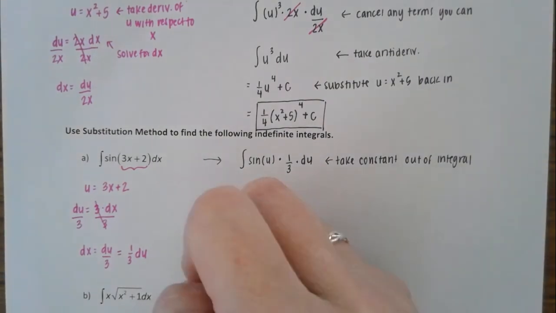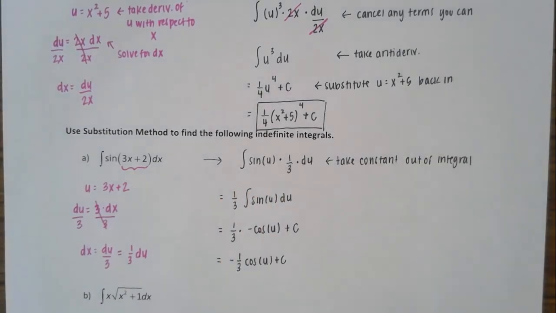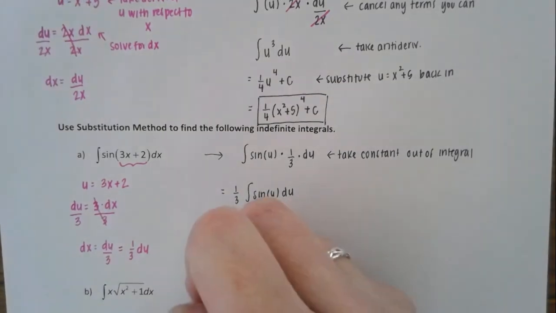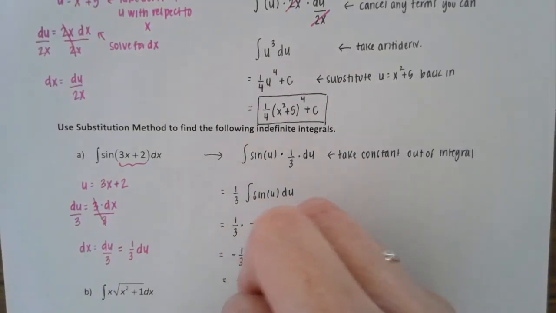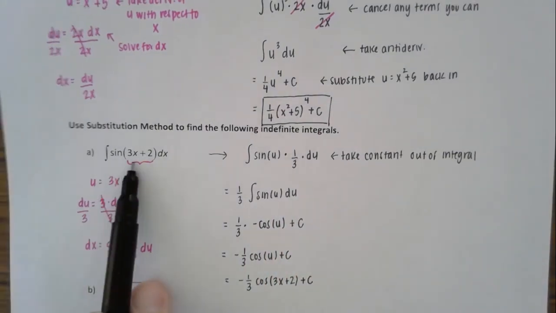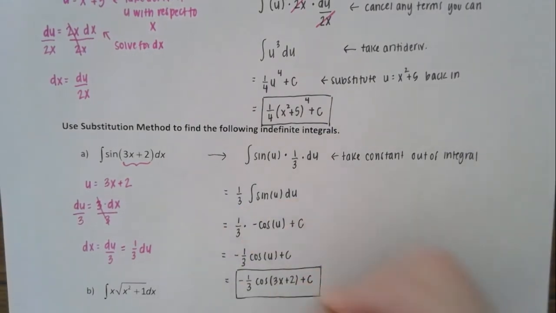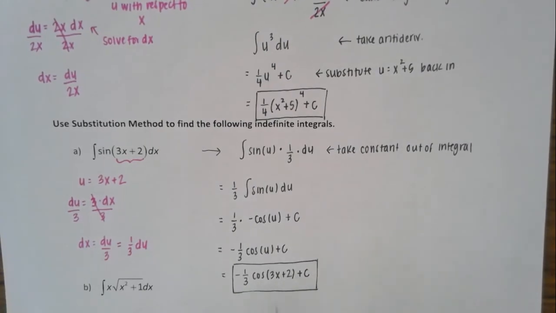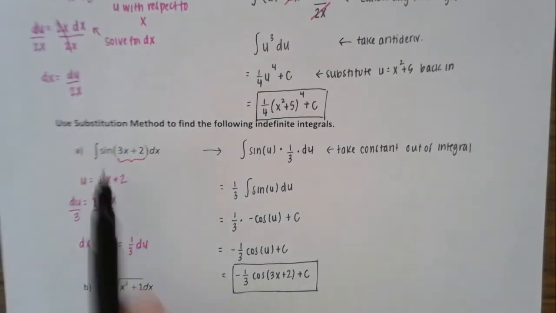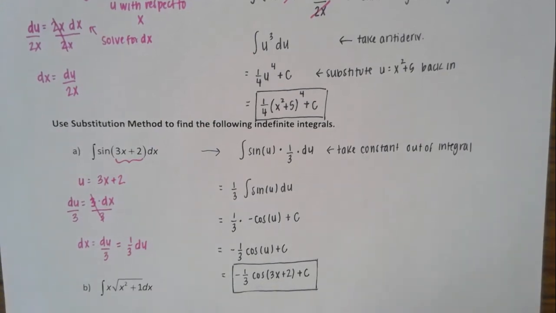I'm going to clean this up a little bit. So that's actually going to be negative 1/3 cosine of u plus c. But then my last step again is going to be to go back and substitute in what I know was u. So I'm going to go ahead and substitute back in that quantity of 3x plus 2. So my antiderivative of sine of 3x plus 2 dx is actually going to be negative 1/3 cosine of 3x plus 2 plus c. And if you did take the derivative of this, you should end up getting that sine of 3x plus 2. So you would have to use a chain rule here, but you should end up getting that.